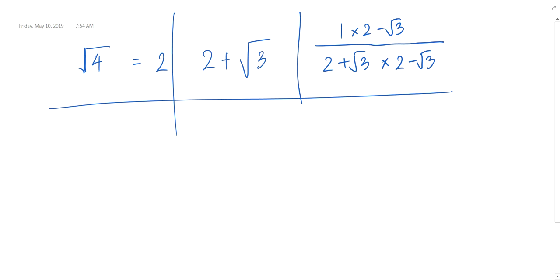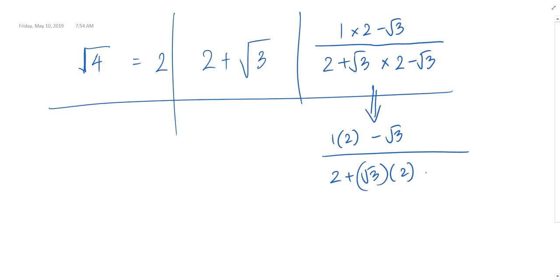No. Not okay, because this over here means 1 times 2 minus square root 3 divided by 2 plus root 3 times 2 minus square root 3. Is this what you imply? No. So if you bracket, then it's okay. So at the moment right now, it is wrong. In order to make it correct, we need to put brackets over here. But because this is a 1 times, then it doesn't really matter. But in the event it is not a 1, then you need to put brackets there as well.